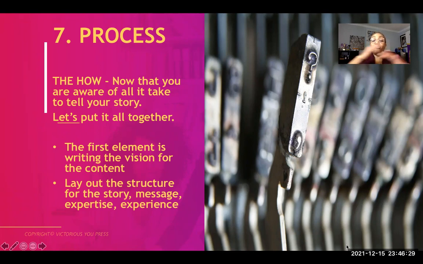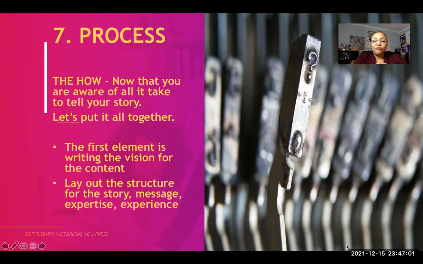Now that you are aware of all it takes to tell your story, let's put it together, right? The first element is writing the vision for the content. And how do you lay out the structure for the story, for your message, for your expertise, for your experience, whatever you're going to tell, whether you're writing a memoir, or a devotional, or a book of short stories, or a poetry book, it all kind of has the same layout.